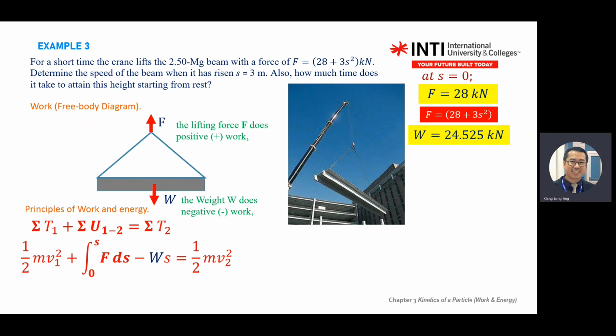Why do I have an integration here? Because my force is a function of s. In the previous example, the force was a constant value, but here you are given information that the force is in terms of distance. You need to use the integration sign to integrate over the distance traveled. This is the mathematical trick. When you're given an equation, you need to use integration to calculate the total work done by the force.